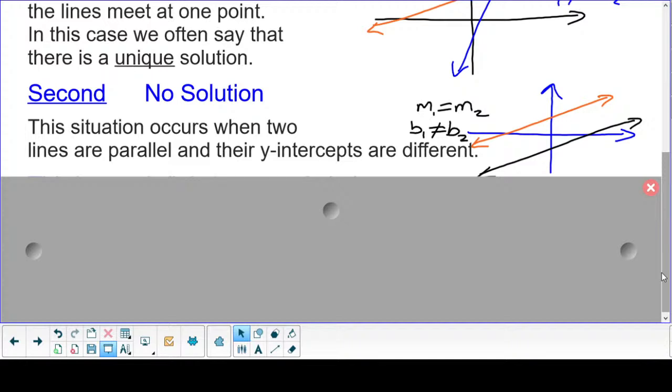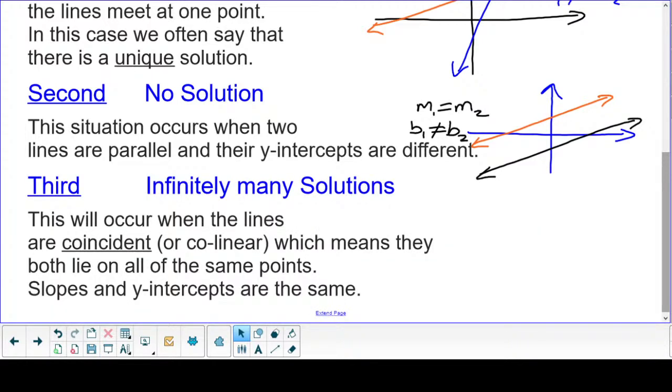So you were going to say parallel with the same y-intercept. How many solutions do you get if the lines are on top of each other? Infinitely many solutions. This will occur when the lines are coincident, which means they both lie on all the same points. Slopes and y-intercepts are the same.